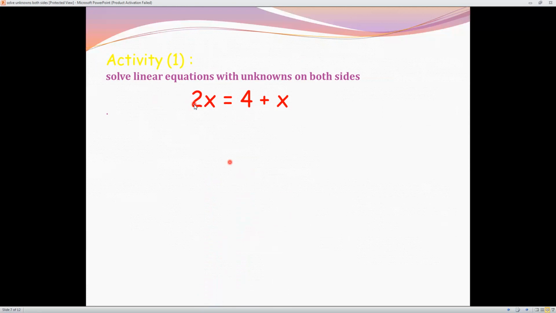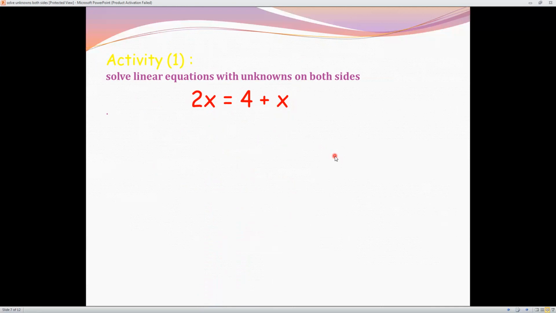So this is activity number 1. In activity number 1, you are going to solve the linear equation with unknown on both sides. So this equation needs to be solved. As you can see, there is 1x here and 2x's here. Okay, so both sides have unknowns.